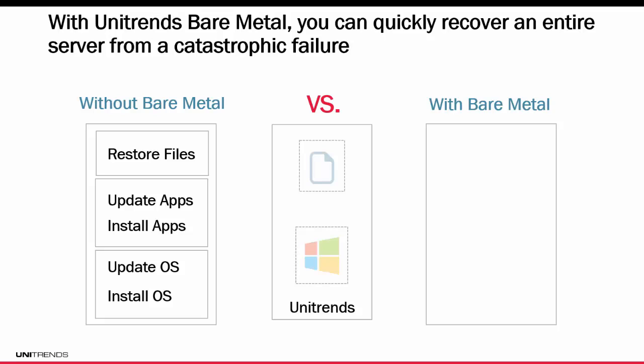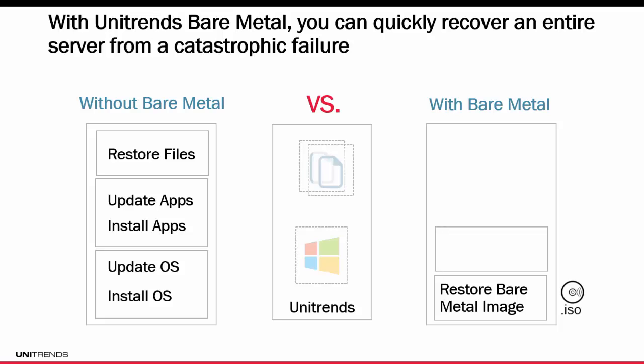With Unitrends bare metal technology, however, what we can do is build out an ISO image of your operating system and the applications. Simply restore that image to the new hardware or the same hardware. It'll install the operating system and those applications just like it was when you ran that backup, and then recover the files. That server is going to be back up and running much quicker and much easier. You're not going to have to deal with installations over and over again. You're very quickly and simply going to be able to have that server back up and running and serving the applications like it should be.